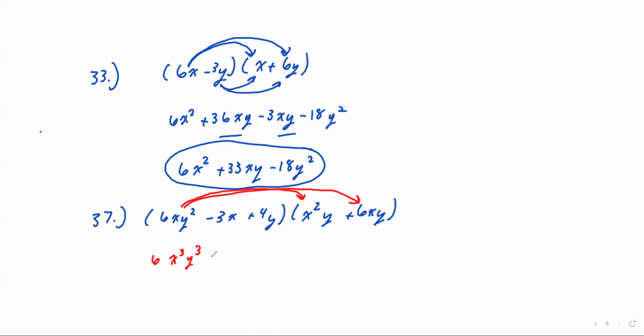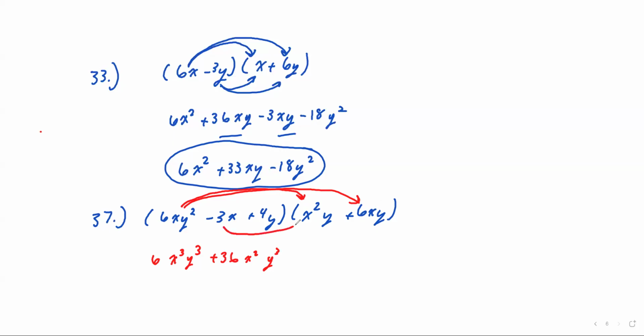6 times 6 gives me 36. X times x gives me x squared. Y squared times y gives me y cubed. Notice I'm multiplying each term, but I'm separating them out within their factors. All right, then you do the same thing with the next set.